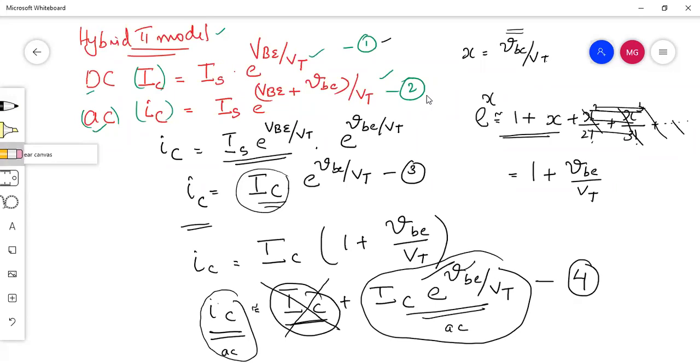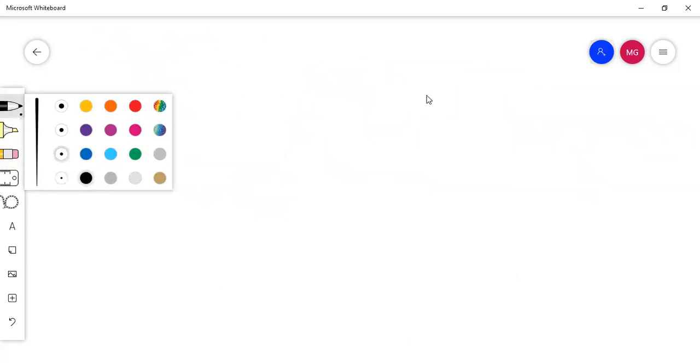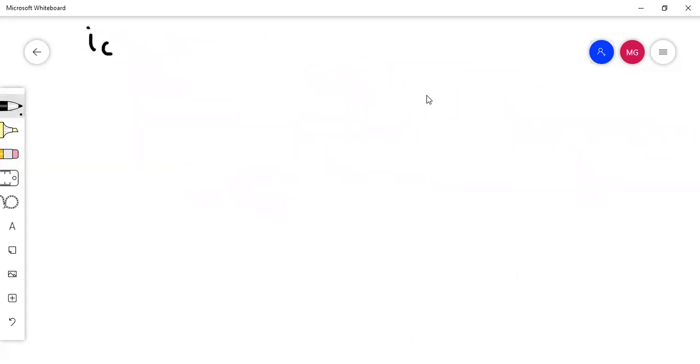So let me clear the canvas. So I can write the small iC that is equal to capital IC into, sorry, the e raised to term is not there. It is IC into small VBE by VT. This I am calling equation number 5. Is this part clear to you? Yes, sir. Yes.